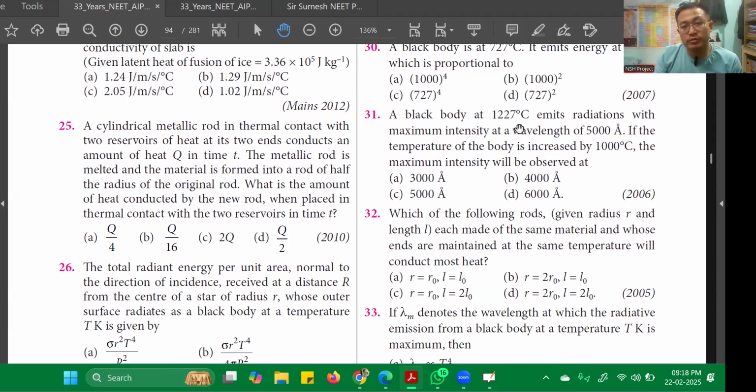Question number 31. A black body at this emits radiations with maximum intensity at a wavelength this. If the temperature of the body is increased by this, the maximum intensity will be observed at an hour. So this is Wien's displacement law.